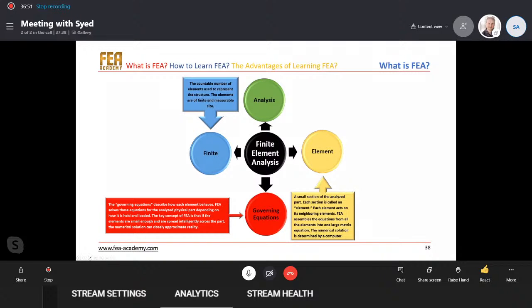And you have the finite term. Finite here represents the countable number of elements. It means that it is the discretization. And finally, you have the analysis. The analysis represents a static analysis, a dynamic analysis, a modal analysis, a buckling analysis. It can be linear or non-linear.